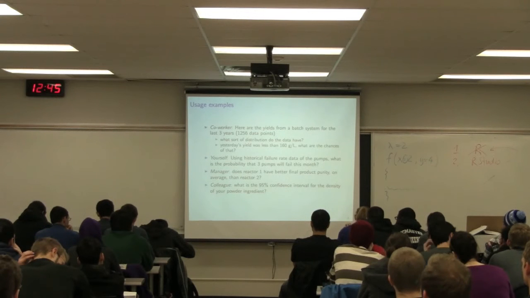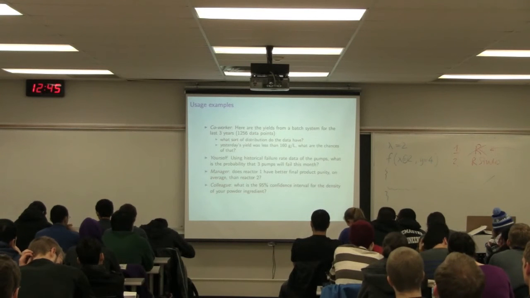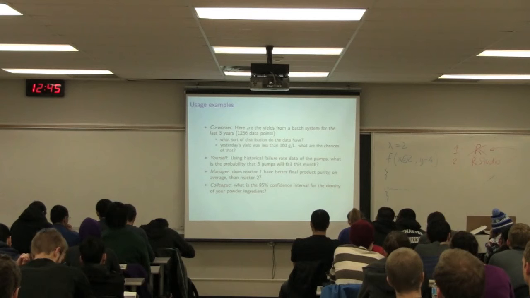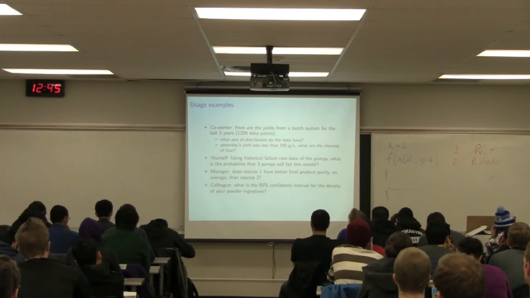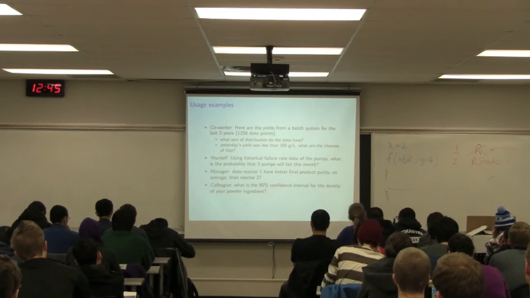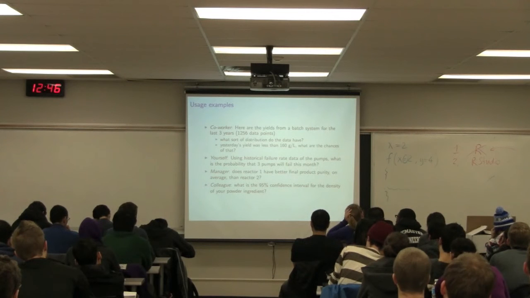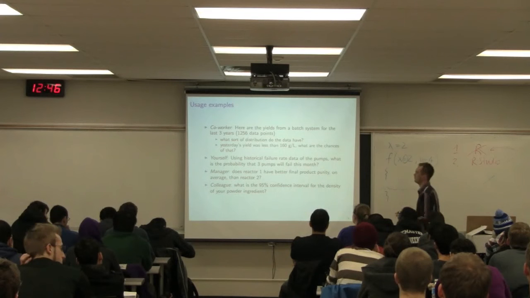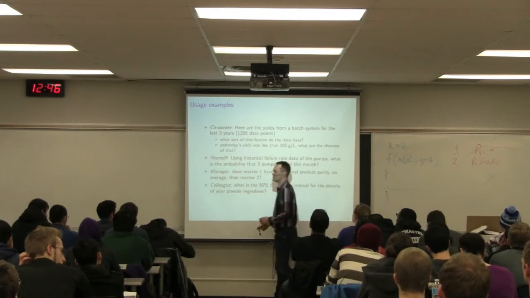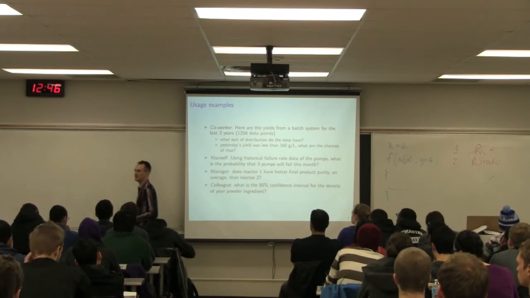So here's how you would use this material. I said in the first visualization section, when you start working, you would perhaps collect a set of data which is listing for you the yields from the batch reactor for the past 3 years. You've got about 1,000 odd data points. What do I do with this? Well, one of the things we want to find is what is the distribution of that data.